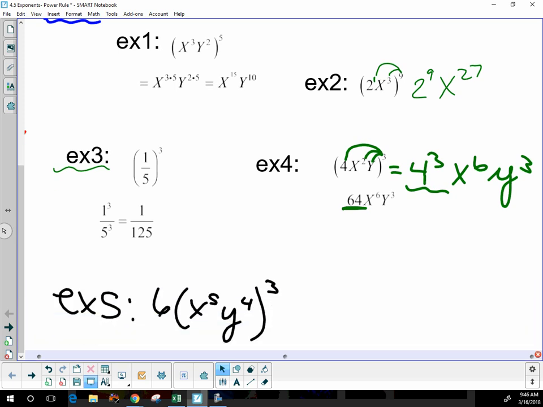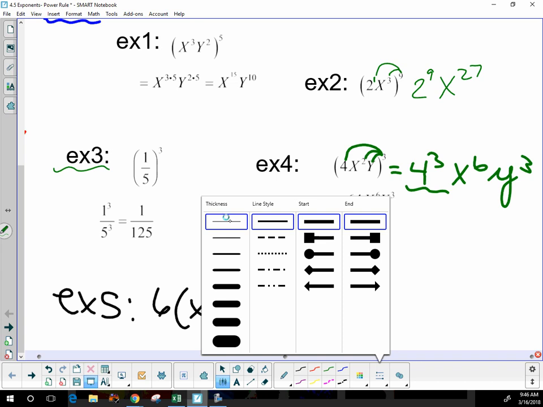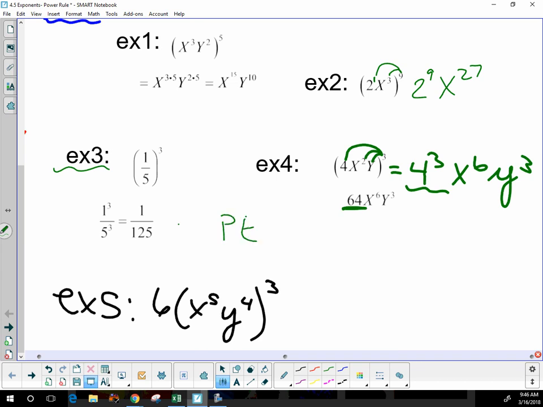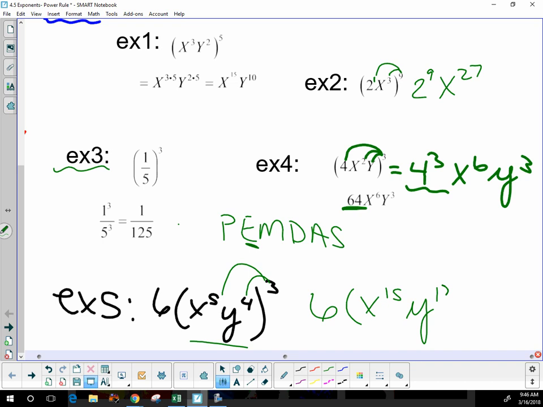This one has an added feature over here. It has a 6 out front. So what do you take care of first? Remember order of operations? I can't really simplify anything within my parentheses, so I better take care of my exponents first. Let's distribute that. So now I have 6 times x to the 15th and y to the 12th.